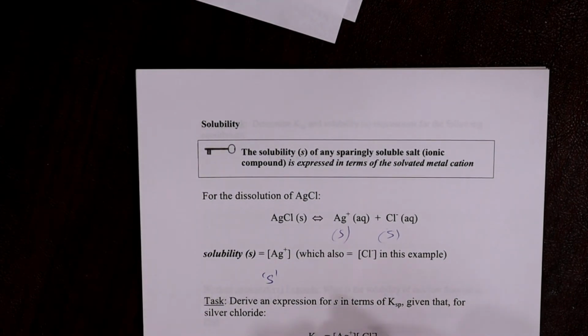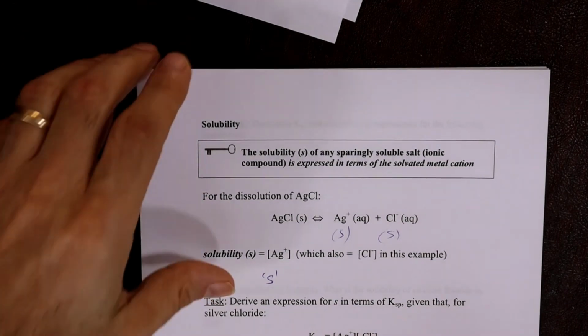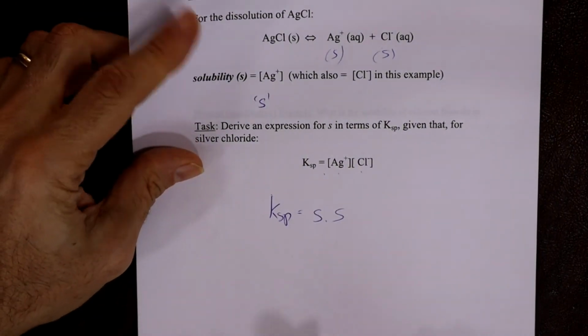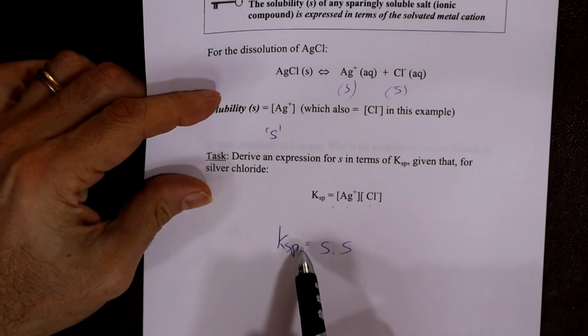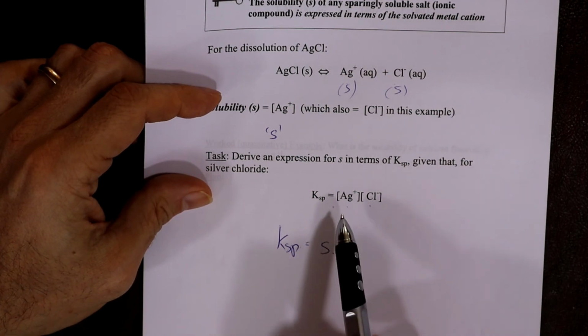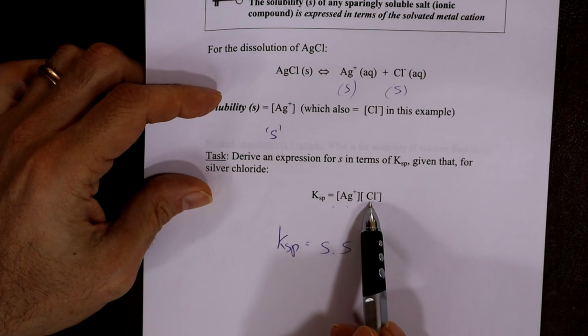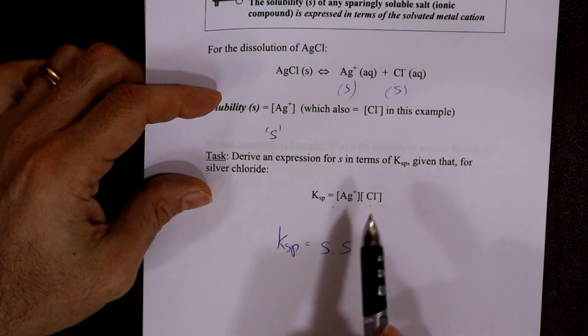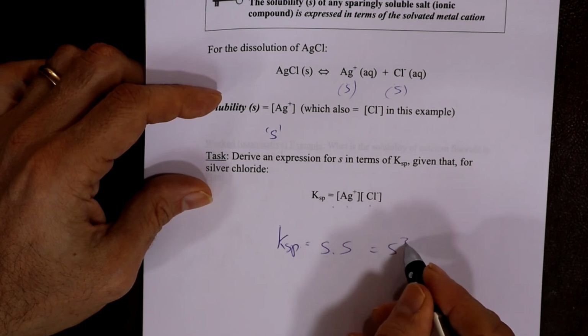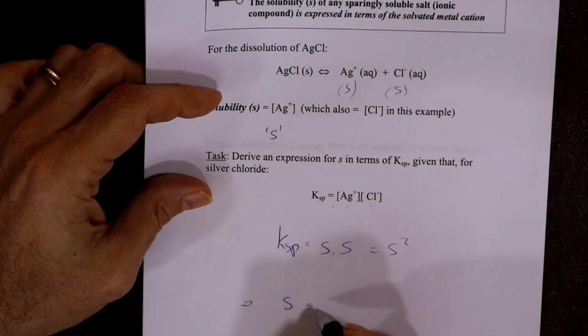Okay, so if you want Ksp in terms of S, it's nice and easy, very simple. Ksp equals S times the same number S. Okay. Ksp, solubility of silver times the same number, solubility of silver again, because it's 1 to 1, which equals S squared. So therefore, if you want solubility by itself, it's just the square root of Ksp.